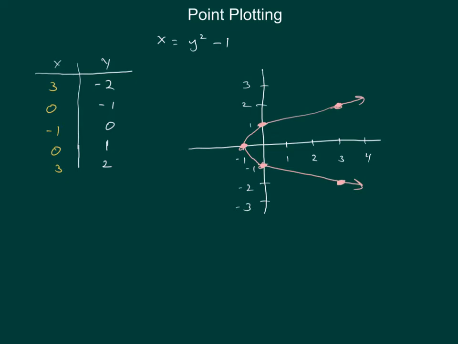At this point, it is now just going to be plotting the points. This will give me the point (3, -2). So I go over to 3, down 2, and I get to this point right here. The next point is (0, -1), then (-1, 0), then (0, 1), and then (3, 2), and I get this parabola that opens to the right.